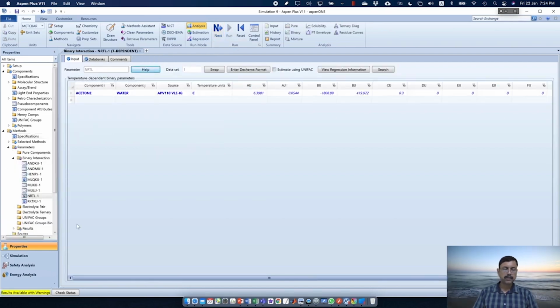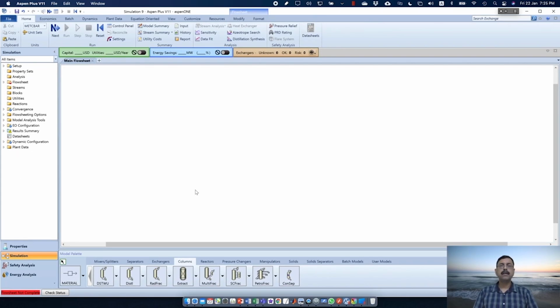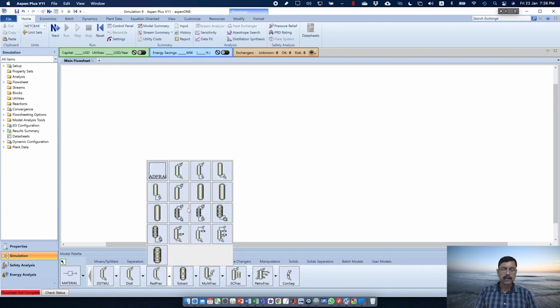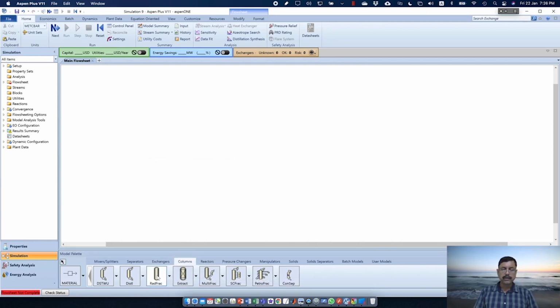Run it. Go to simulation. Now here, although you are using RadFrac, this kind of icon is not very suitable because this icon has condenser and reboiler units with it. Instead, you can use an icon of this nature which doesn't have any condenser and reboiler. So you are using the same model but with a different icon. It is just a cosmetic difference, nothing else. All the prevailing equations with the RadFrac remain the same.